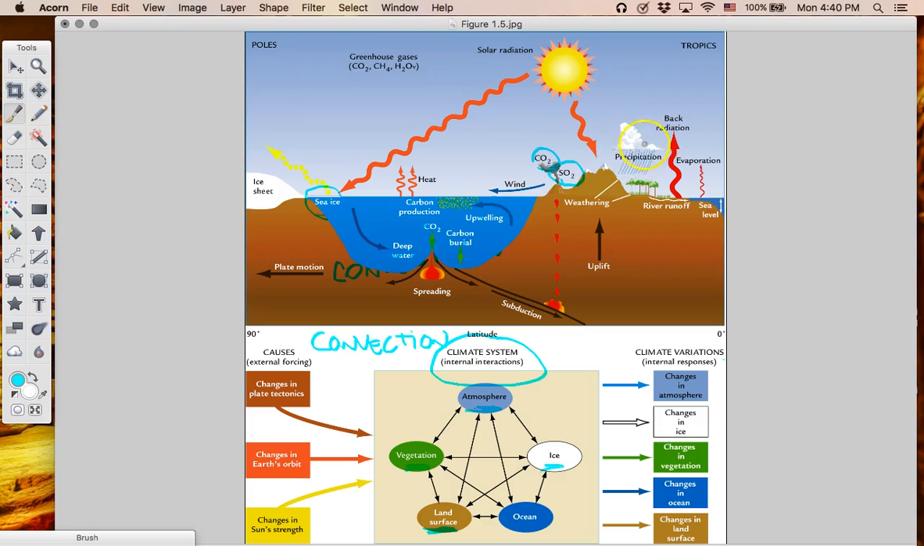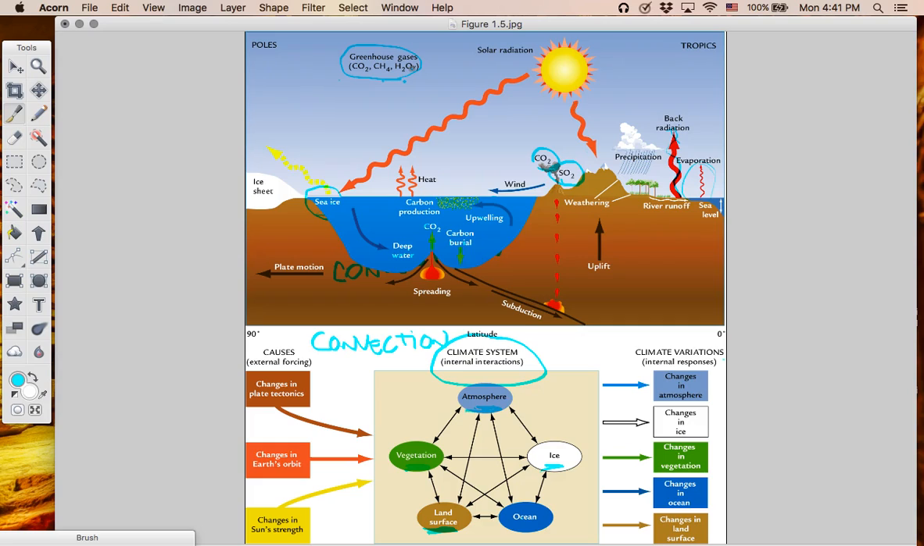We have precipitation, so we have rain, right? And so this could perhaps cause a cooling effect. So we have the back radiation, so we have radiation coming off Earth's surface. We have water evaporating, all right? And we have some greenhouse gases in the atmosphere. Carbon dioxide, methane, and water vapor are all greenhouse gases.